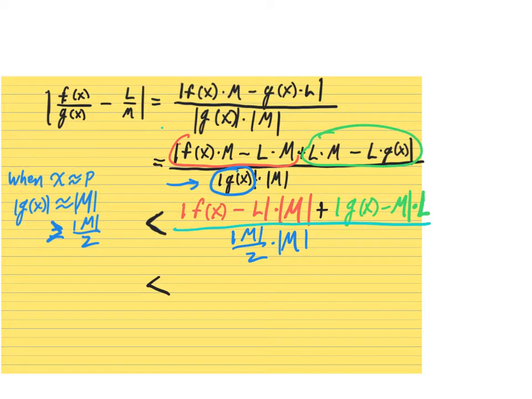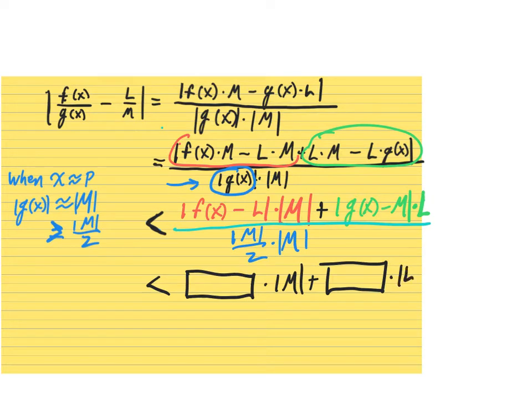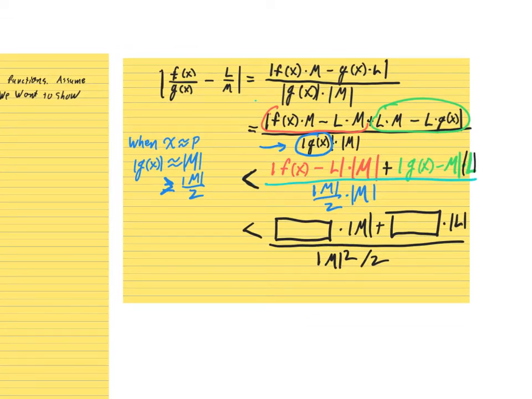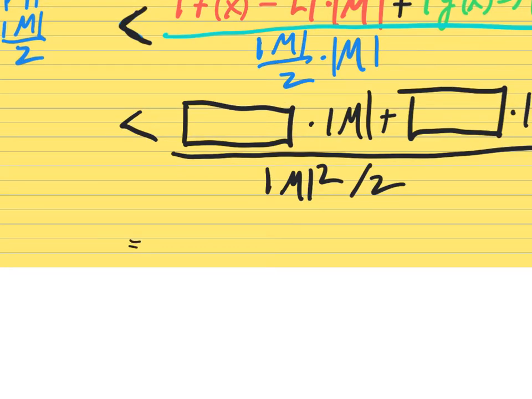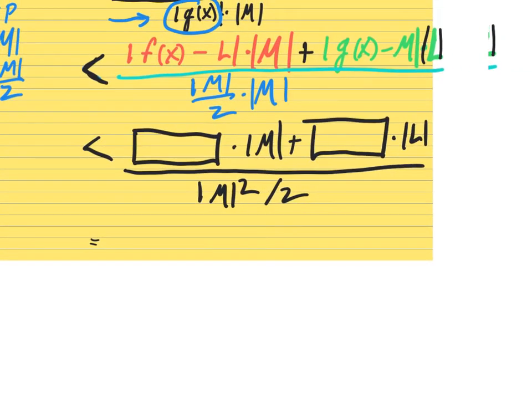Oh, neat, but f of x minus L I can make as small as I want. g of x minus m I can make as small as I want. So for now I'll just put a box there. That's how small I can get f of x minus L times absolute m plus however small I want times absolute L, all over absolute m squared over 2. Alright, well, let's combine things together. Those two boxes don't have to be the same, but they can be the same. But I get to pick what goes in that box.